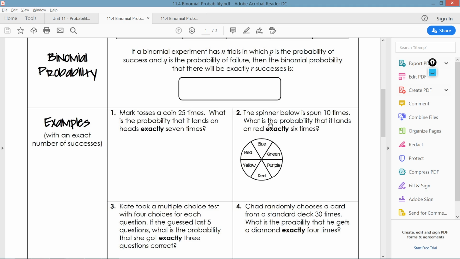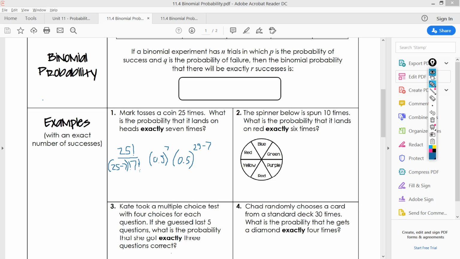So let's do one with the spinner. The spinner is spun 10 times. What is the probability that it lands on red exactly 6 times? So, first of all, how many do I have? 1, 2, 3, 4, 5, 6 possibilities. So my possibility of success is something out of 6. And how many of them are success? I have 1, 2 reds. So 2 out of the 6 are successes.